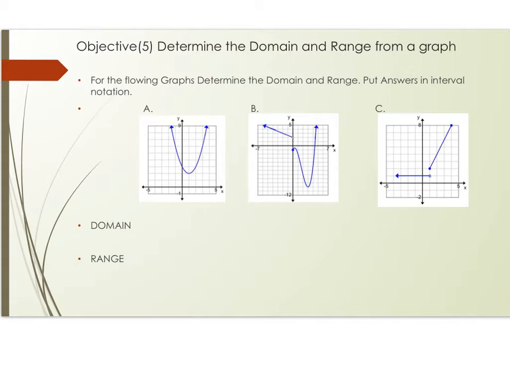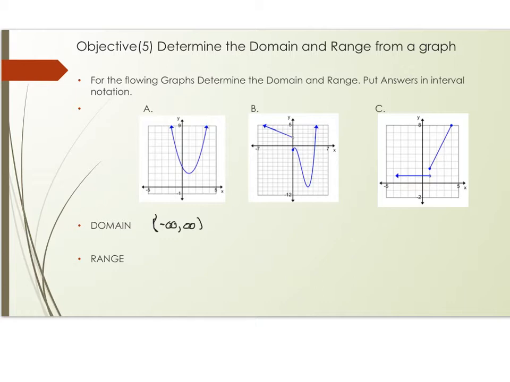So we'll go ahead and do the domains for A, and here we look at the graph and we can see that there's a parabola, and we ask, is there a restriction on the value of x? And in this case there's not, so we know the domain is all real numbers, and for interval notation we have parentheses negative infinity comma infinity parentheses.